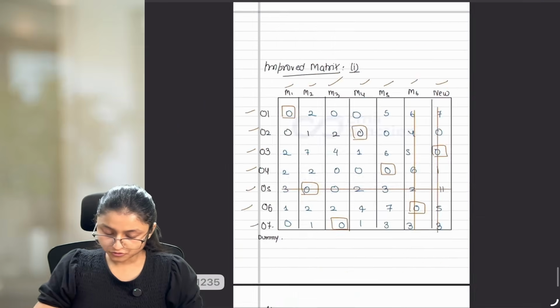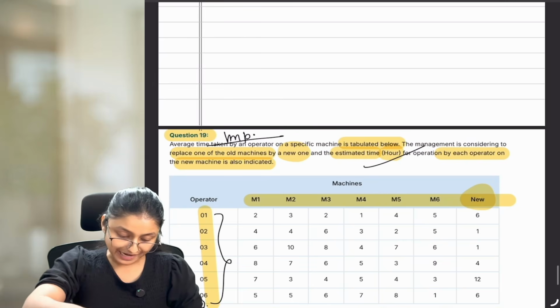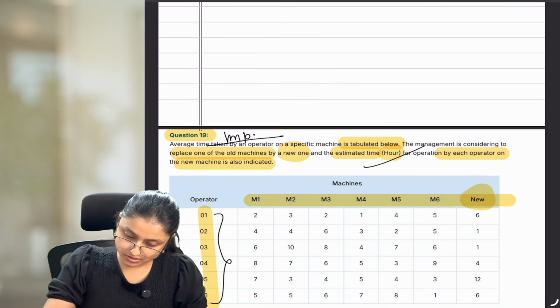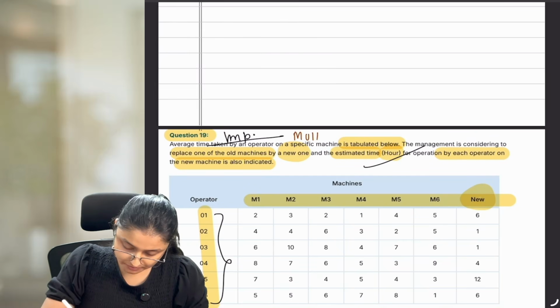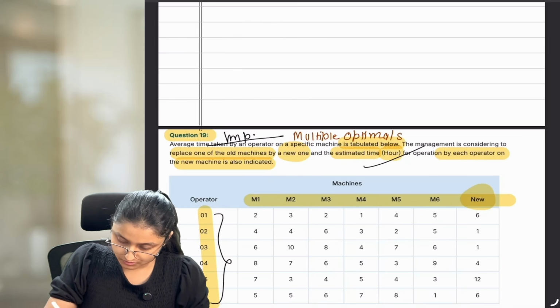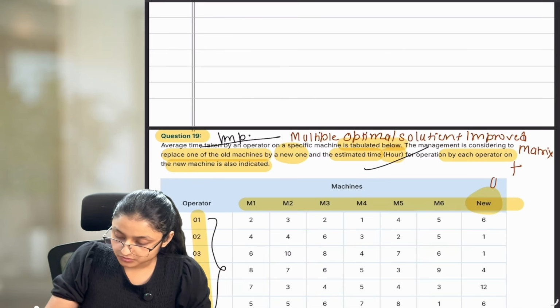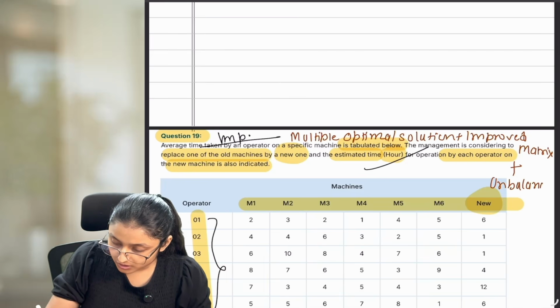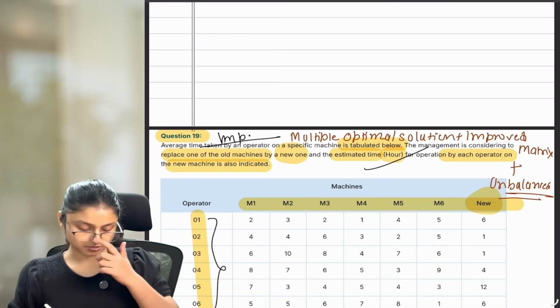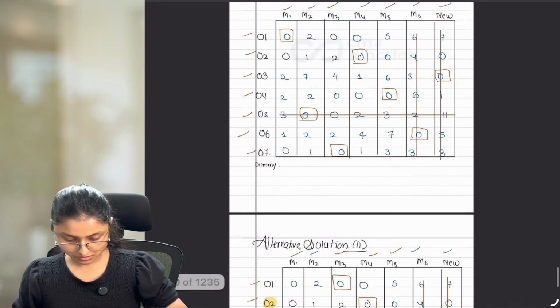Done. Now let's move forward. And before moving forward, mark this question as important and write in your question bank that this question can help you recall multiple optimal solution, improvement in metrics, plus unbalanced scenario. All of it can be recalled with the help of this question itself. Okay? Now, let's move forward to the next question.